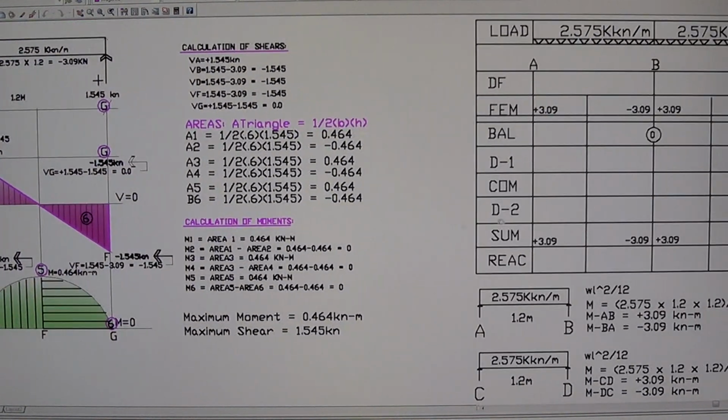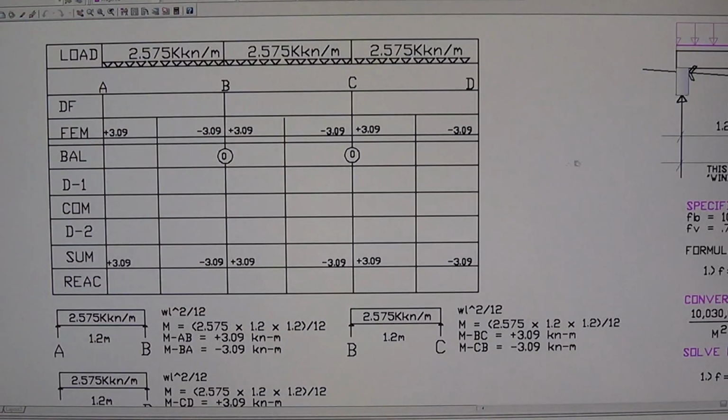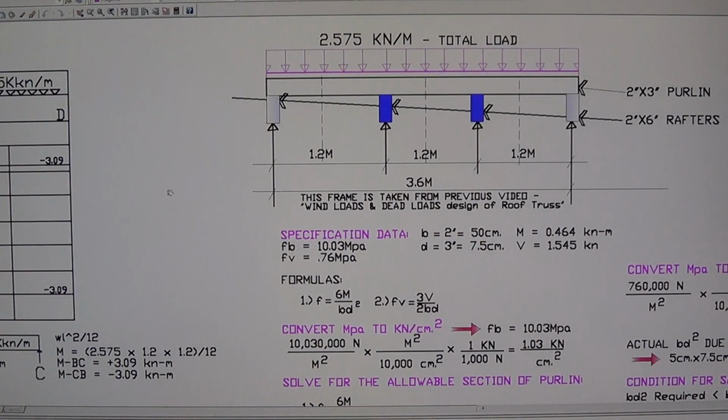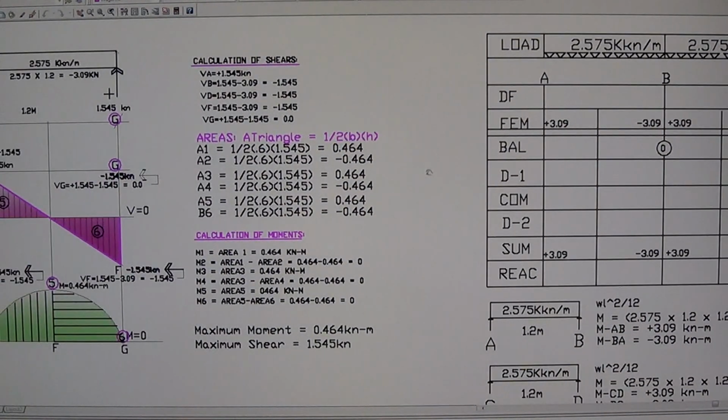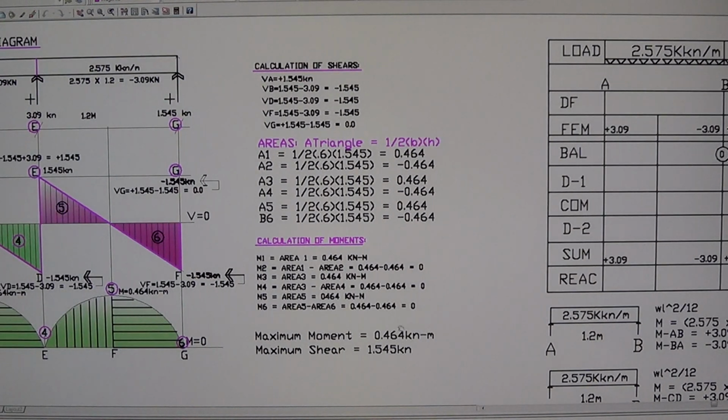I'm running out of time, and I'll continue this design in the next video. I have to stop right here. We have this maximum moment and maximum shear to be used in the design of the purlin. This is the design and the sizes of the purlin.